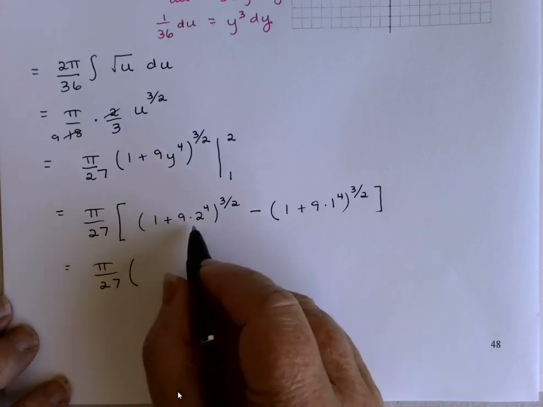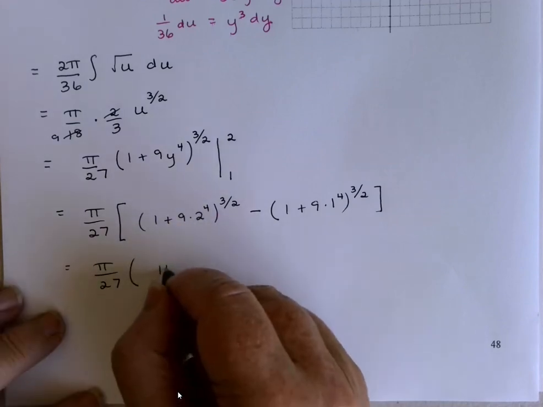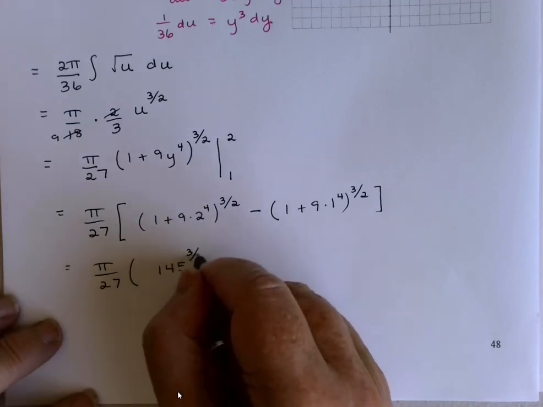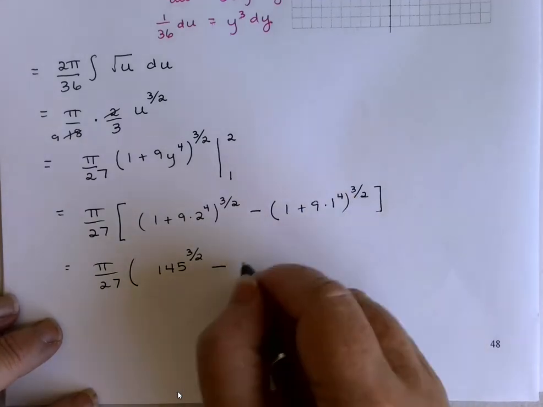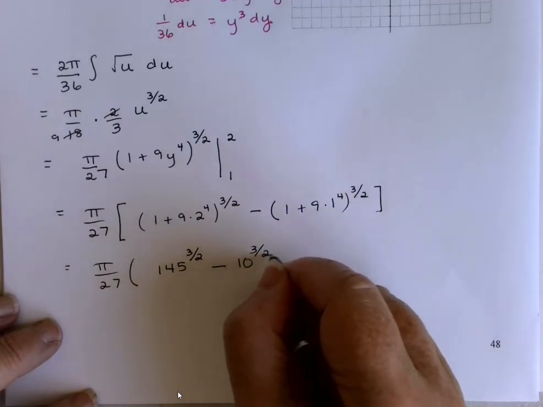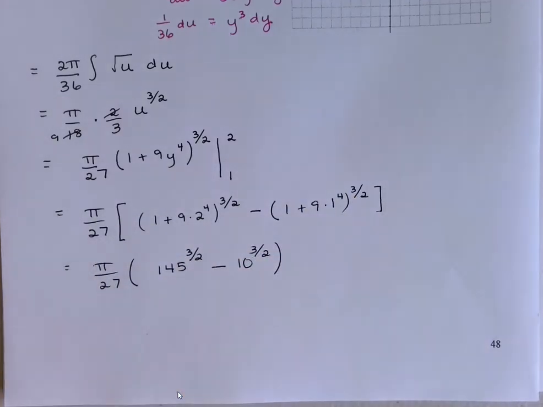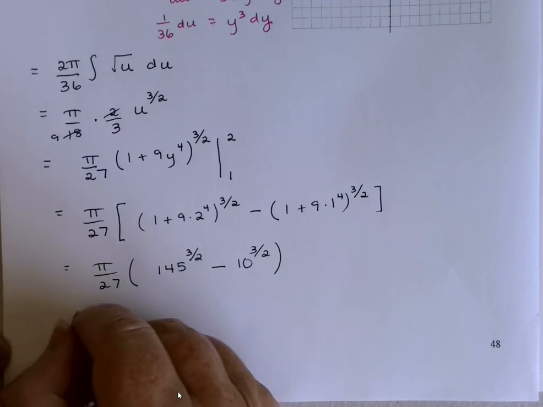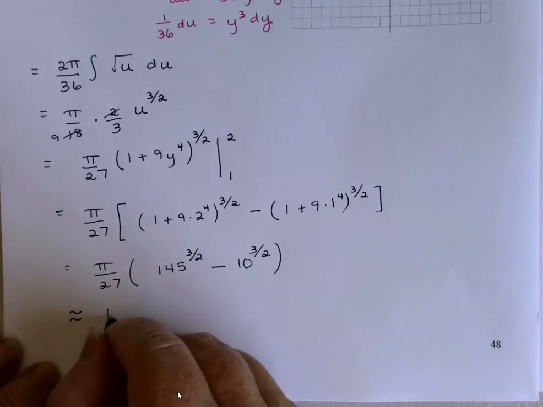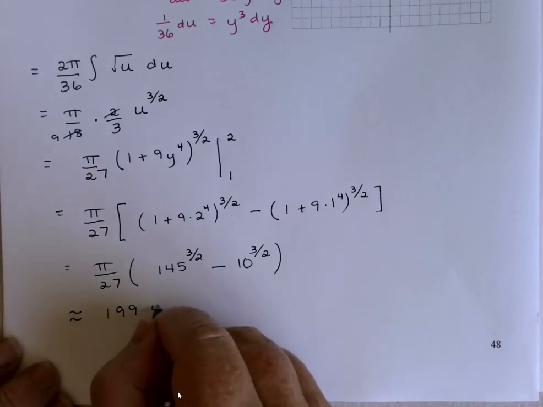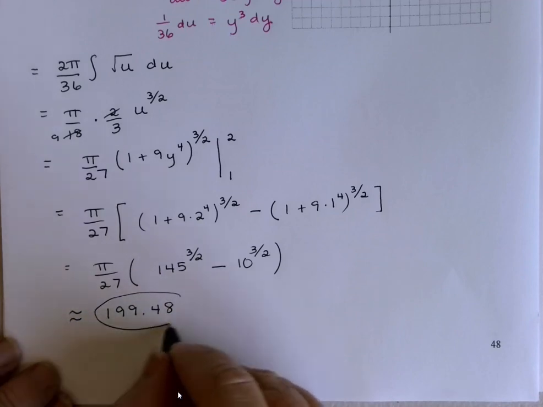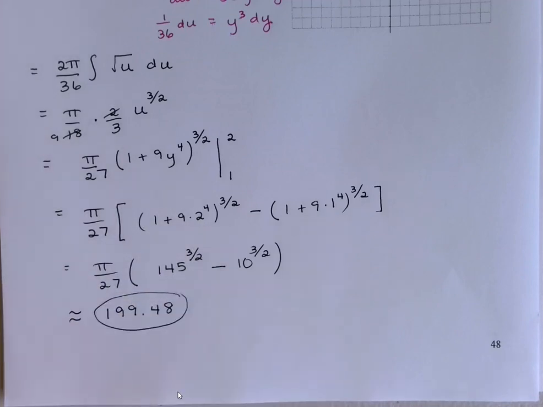Let's see, I think I did that in the calculator. That's 145 to the 3/2. And that would be 10 to the 3/2. And that's about as good as you're going to get for an exact answer. It's not very pretty. If you plug all that in the calculator, the decimal approximation is about 199.48. All right, so that is the surface area of our surface of revolution. And that actually brings us to the end of 6.6, which is the end of Unit 1 as well.